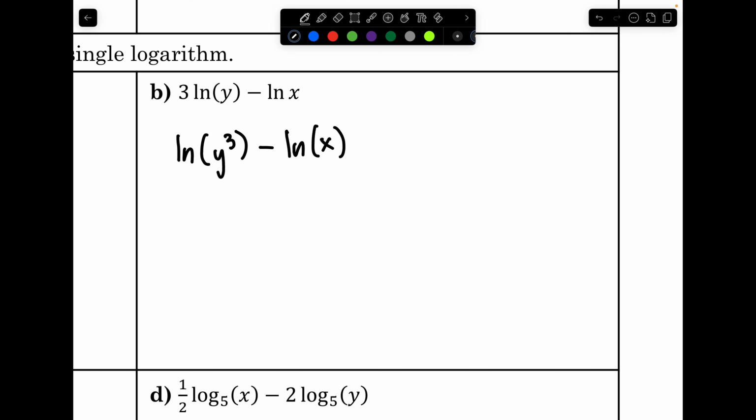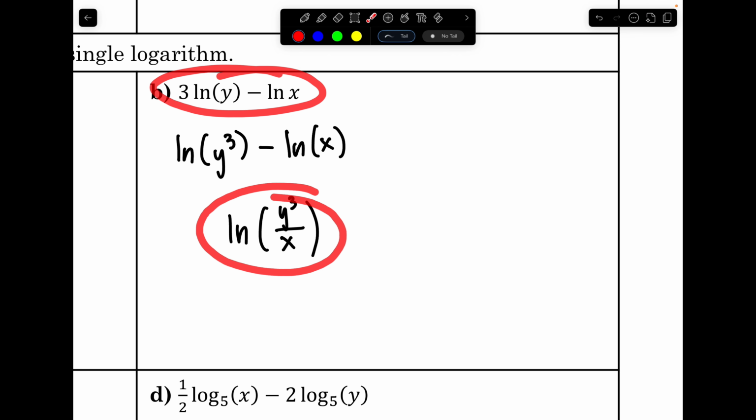And now we can condense this to one natural log. And to do that, that's going to require us to divide these two values here, and this time because of the minus symbol. So as a result, we have y to the third power divided by x. So this would be the condensed form of this natural log expression right here.